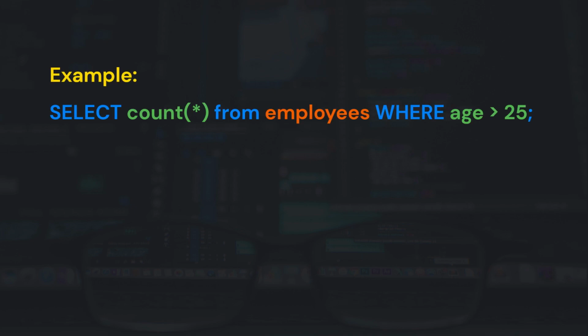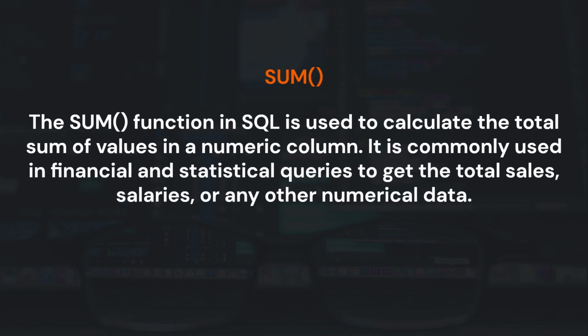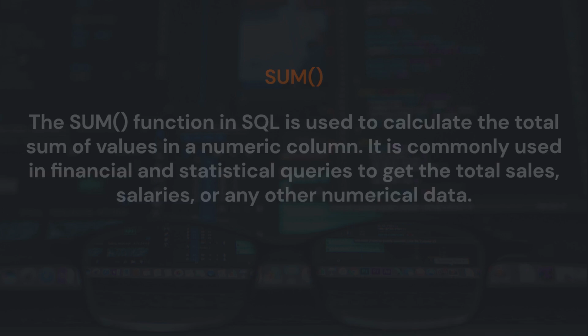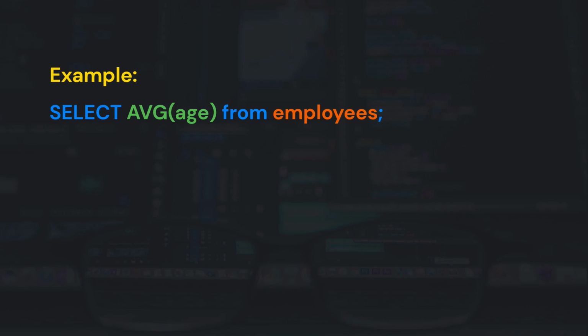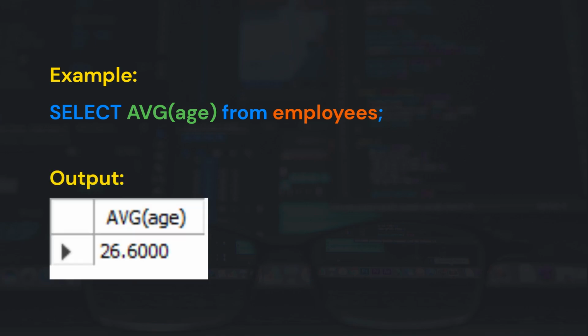Similarly, we can count only those employees who meet a certain condition by applying a where clause. Another important function is sum, which helps us to add up numeric values. For instance, if we need to find the total sum of all the employees' ages, we can use the sum function. In the same way, if we want to calculate the average age of employees, the average function comes in handy, allowing us to find the mean value of a specific column.